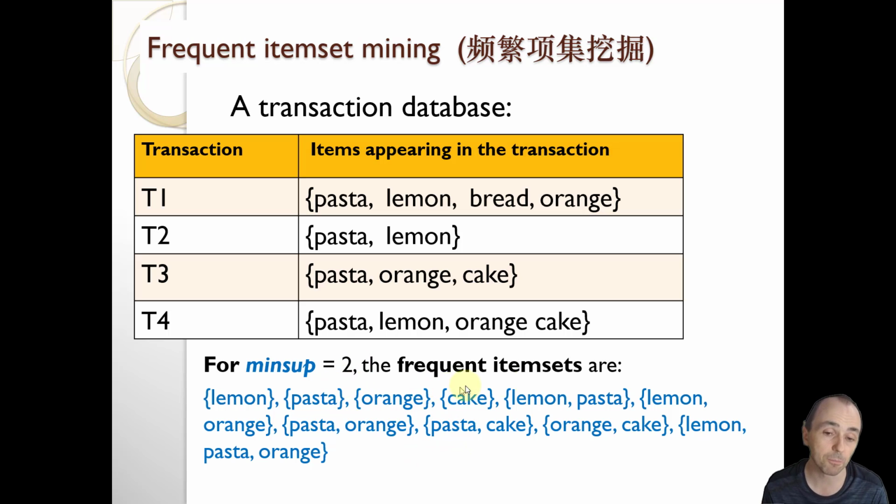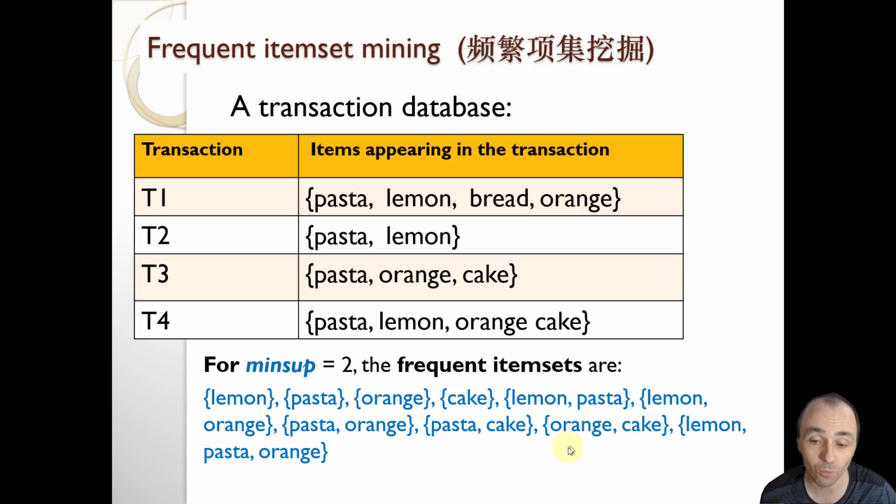For this task, the result is what you can see at the bottom of the slide. For example, lemon is a frequent item set because lemon appears at least 2 times. We have lemon, lemon, and lemon. Pasta is also a frequent item set because it appears 4 times. And it is 2 or more, so it is a frequent item set, and so on.